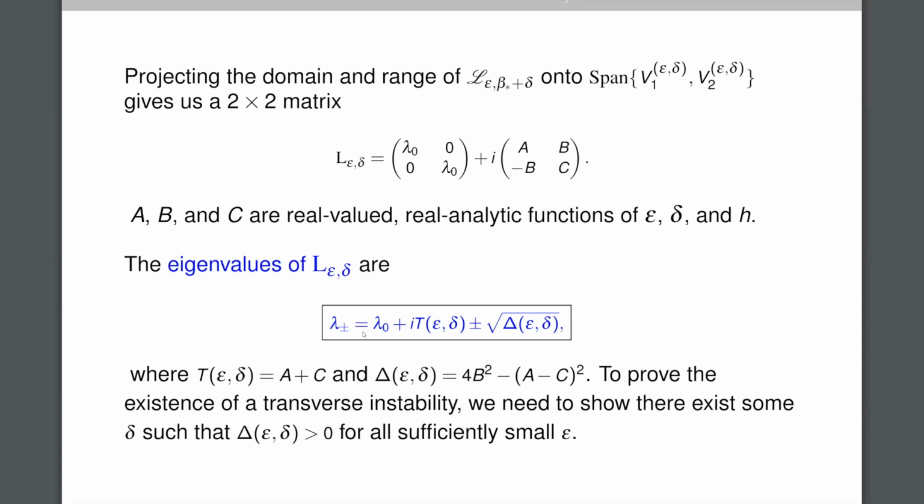And we're going to find that our eigenvalues look like lambda naught, which is some purely imaginary eigenvalue, plus a purely imaginary correction in the form of i times capital T. So here capital T is a real analytic function of epsilon and delta. In fact, it's the trace of this second matrix that you see up here. And then we'll have plus or minus the square root of this capital delta function, which is also a real analytic function of epsilon and delta.